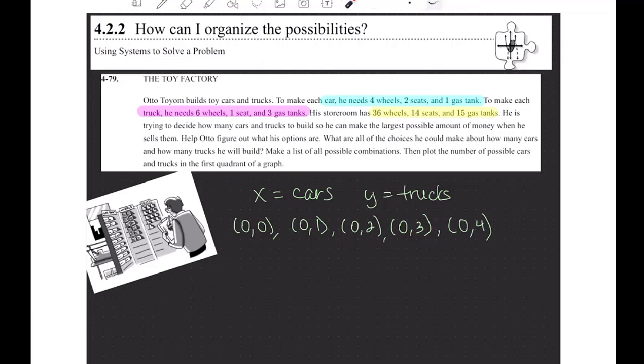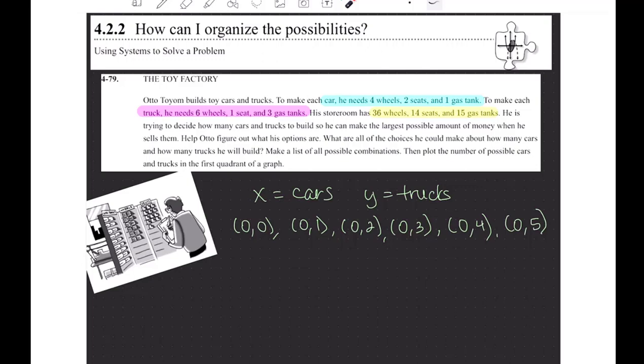To make 4 trucks, we would need 24 wheels. I think we're good on that, right? We would need 4 seats, and we would need 12 gas tanks. We good with that? Yep. Could we make 5? Why couldn't we make 5? I think we can do 5. So we could do 5, right? Can't make 6 though, right? Exactly. We don't have enough gas tanks to make 6, right?